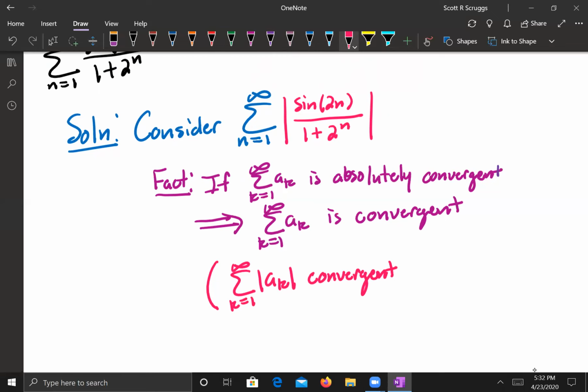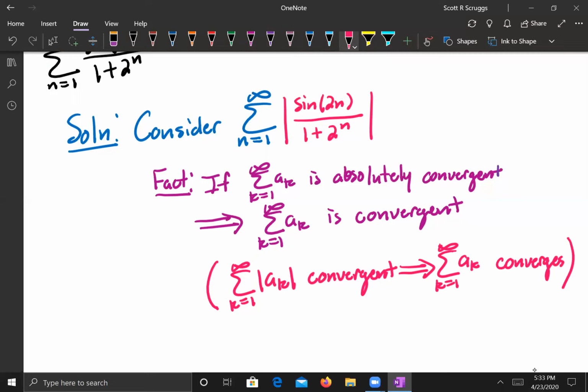And that's by definition of an absolutely convergent series. So I know that this series is convergent. What the fact is saying is, if I know that this series where I take the absolute value of every term is convergent, that implies that the series where I remove the absolute value converges.